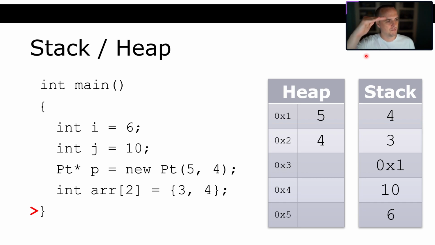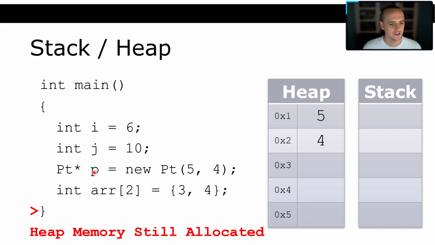And all of this memory is going to be removed in the reverse order from how it was allocated, okay? So the first thing that gets removed is the last thing that was created. That was our integer array here. So that 4 and 3 are going to be removed from the stack. The next thing that's removed from the stack is the pointer p. The next thing that gets removed is j, and then the next thing that gets removed is i. Okay?